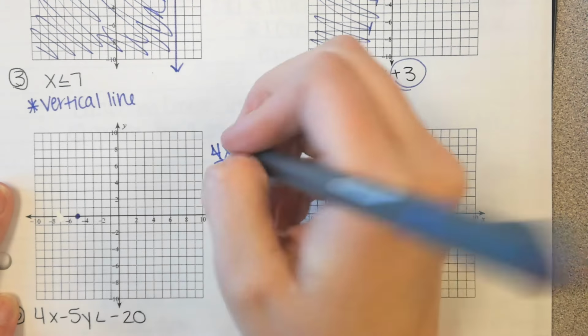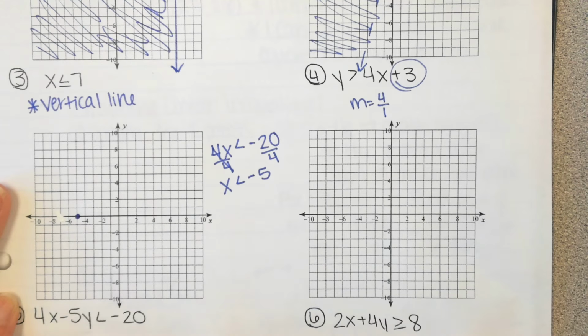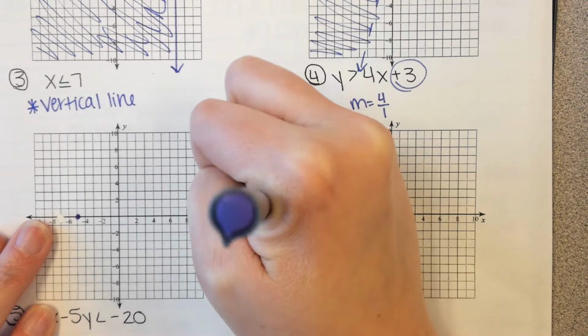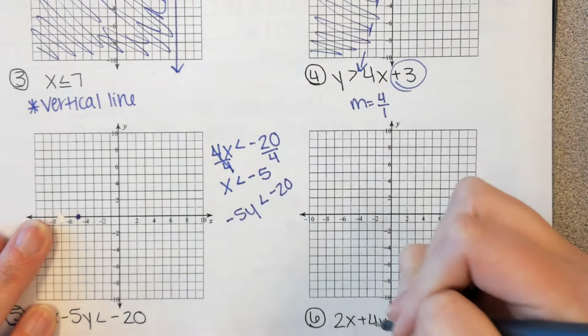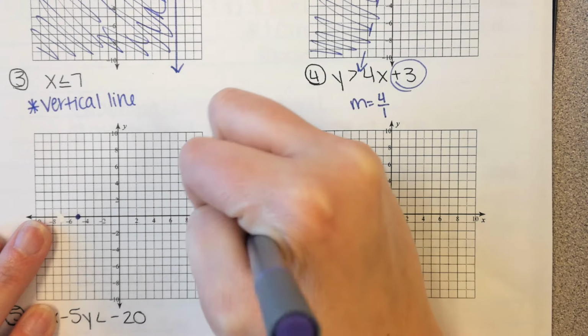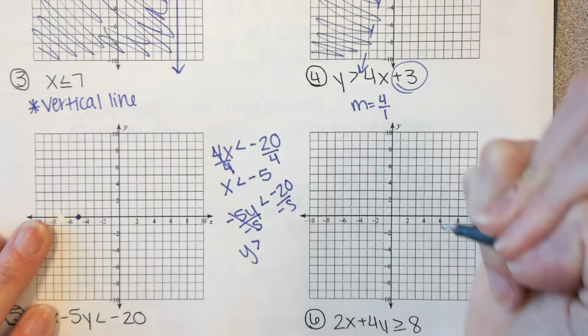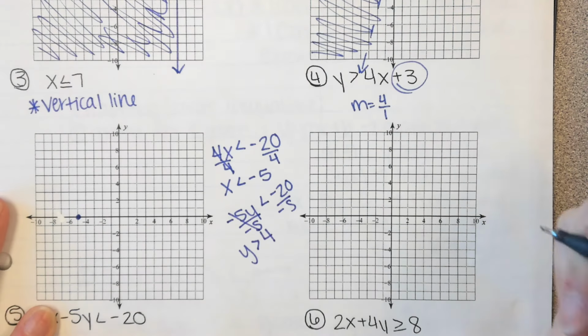All right, now I'm going to do the same with my y. I'm going to cover up the x. I've got -5y is less than -20. I'm going to divide both sides by -5, and I turn my symbol around and get y is greater than 4.